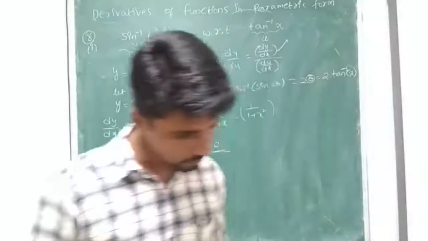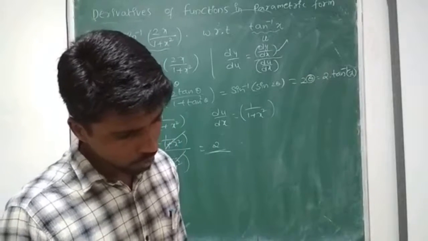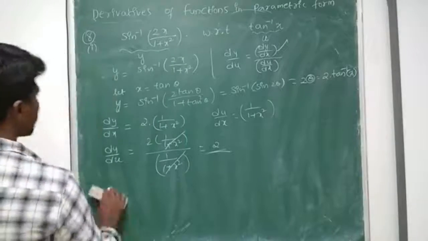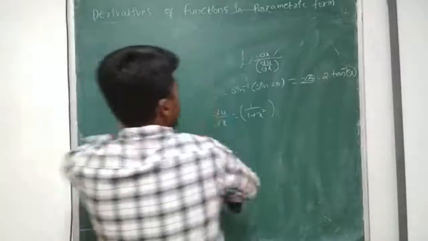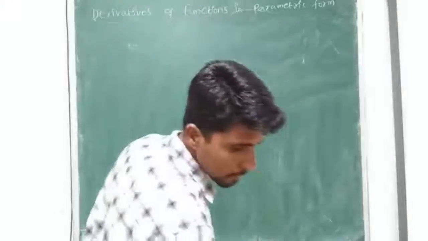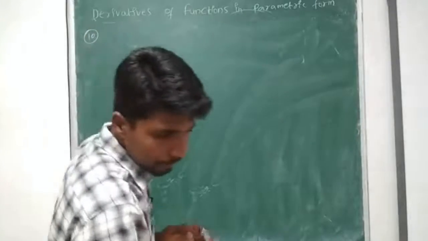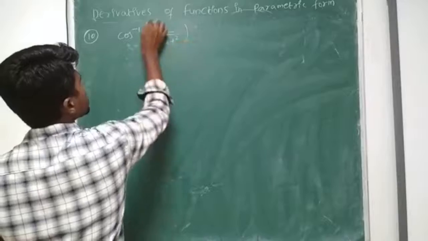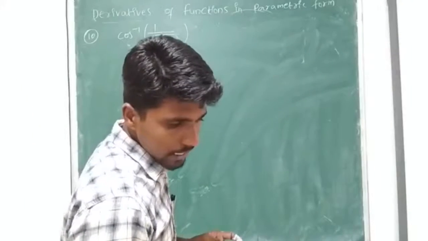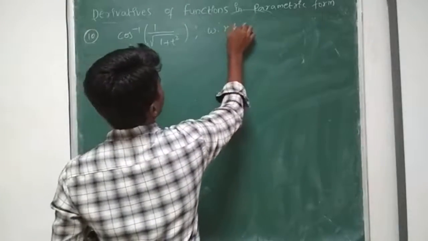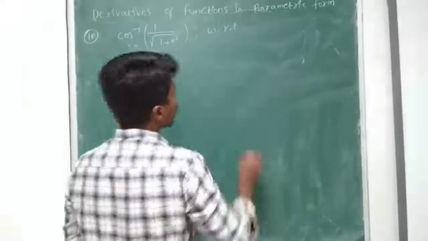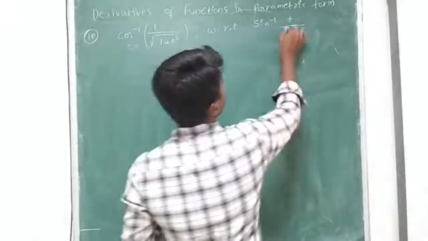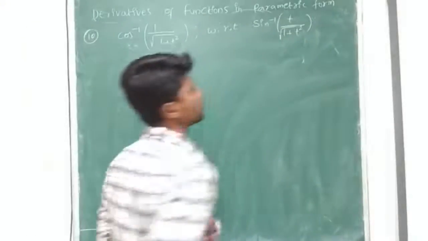Right. The next one. Differentiate cos inverse of 1 by root 1 plus t square with respect to sin inverse of t by root 1 plus t square. Question number 10. So I got the two functions.